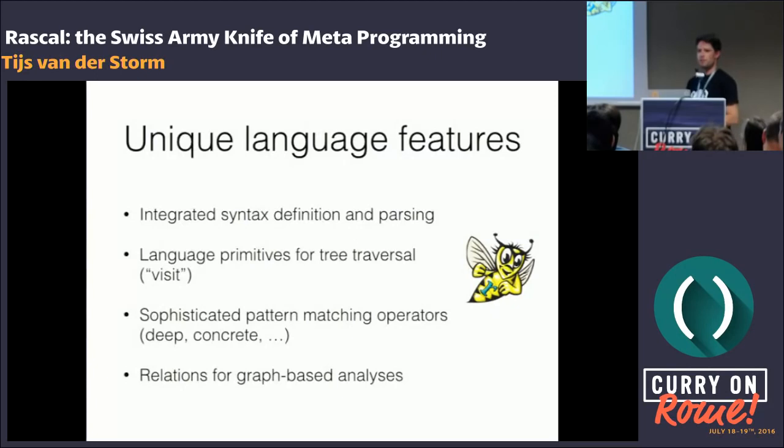More specifically, we have some, I think, unique language features. One of them is integrated syntax definition and parsing. This means that you can write context-free grammars as part of a Rascal program and get your parser for free. We have built-in primitives for tree traversal.